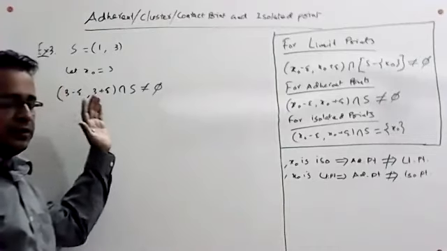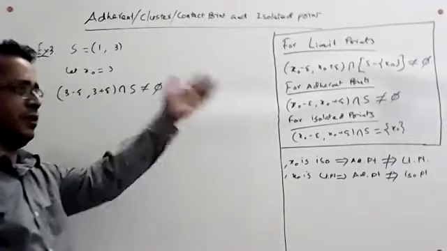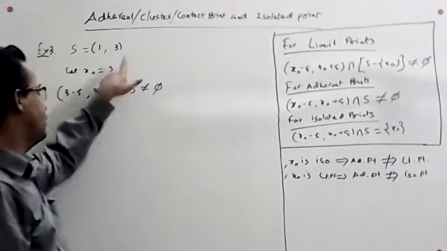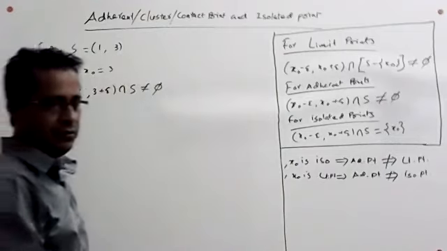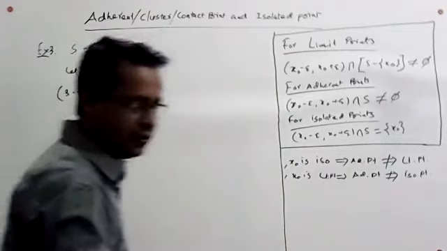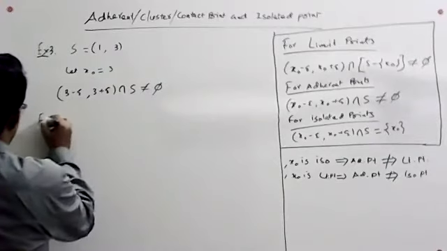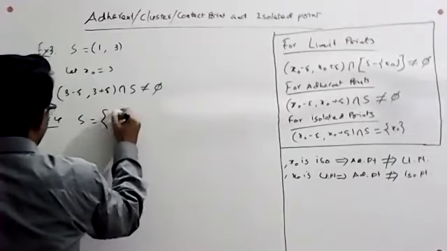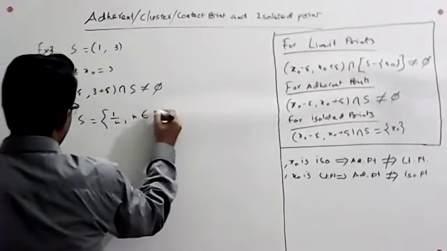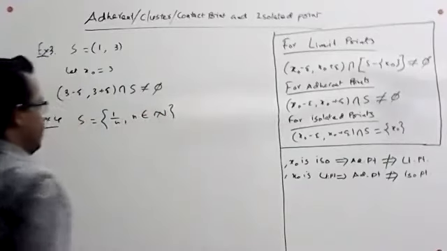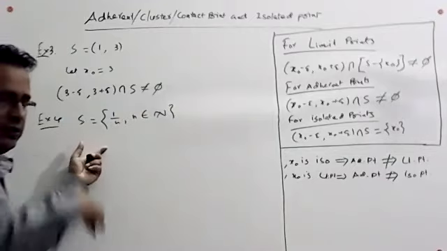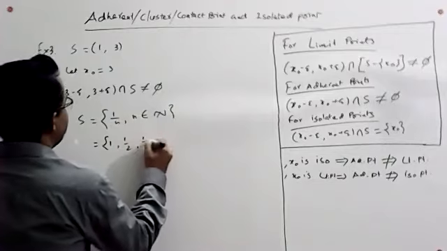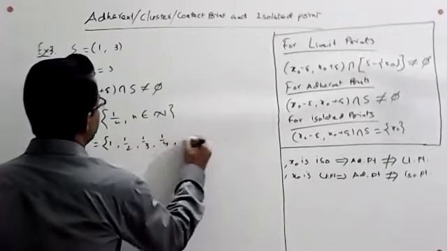All the points of a set will be adherent points. Also, an adherent point can be situated outside of this set. We can take another example. Example 4, let S equal 1 by n, where n belongs to the set of natural numbers. We saw that this set was 1, half, 1/3, 1/4, and so on.